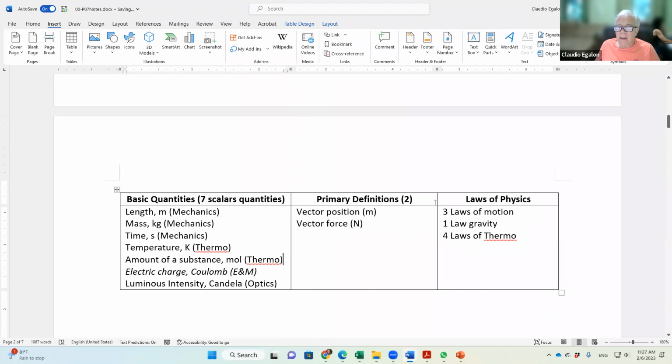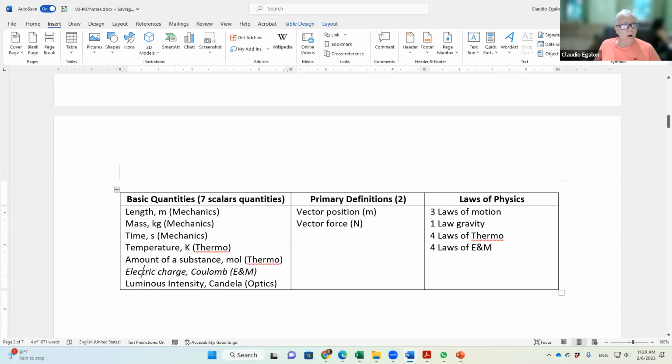4 laws of thermodynamics. And we also have 4 laws of E&M, electricity and magnetism. But before I introduce the first law of electricity and magnetism, we have to cover this new quantity here. We have to talk a little bit more about this new quantity, which is the electric charge. Okay, let's talk about the electric charge.